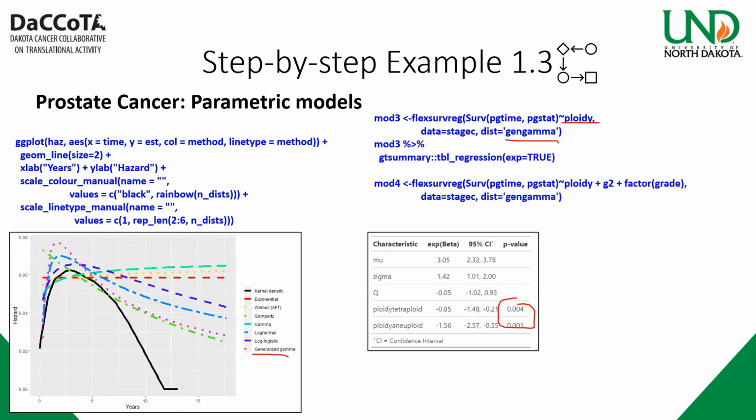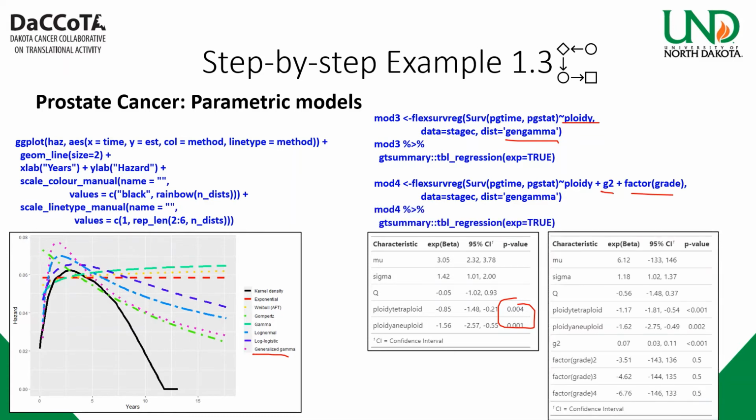Again, if we add in things like G2 and factor grade, which was significant in one of the models, you can look here. Again, these are significant, G2 is significant, but factor grade as a factor was not significant. So here we go.